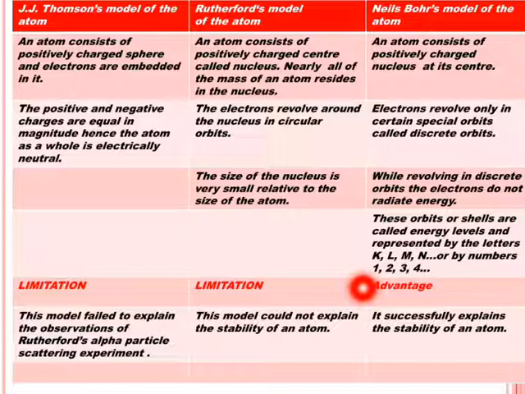So students, this is all about today's lecture. I hope that you have understood the Rutherford model of an atom, its drawback, Niels Bohr model of an atom, and properties of neutrons, and comparison between the three subatomic particles that are protons, electrons, neutrons present in an atom, and lastly the comparison among the three models of an atom given by J.J. Thomson, Rutherford and Niels Bohr.